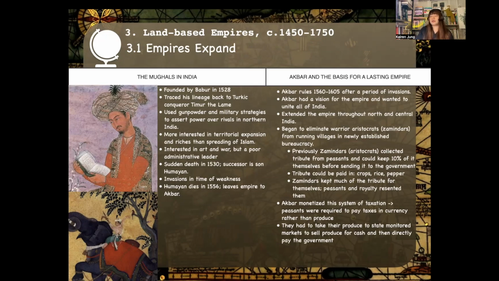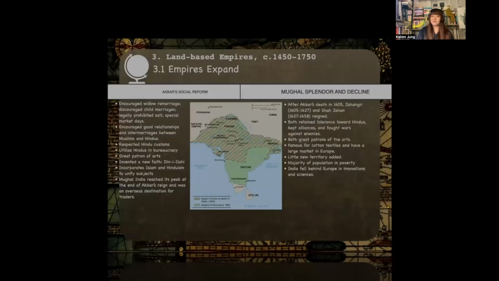What Akbar did was he monetized the system of taxation so that peasants were required to pay taxes in currency rather than produce, and they had to take their produce to state-monitored markets to sell produce for cash and then directly pay the government with that.